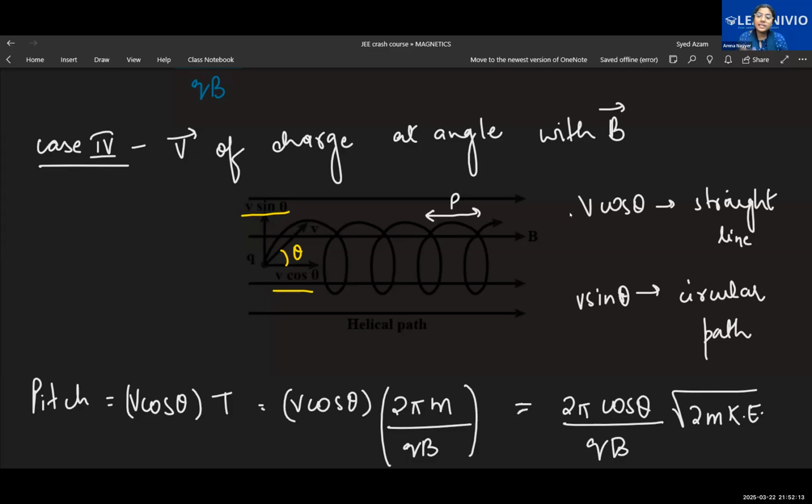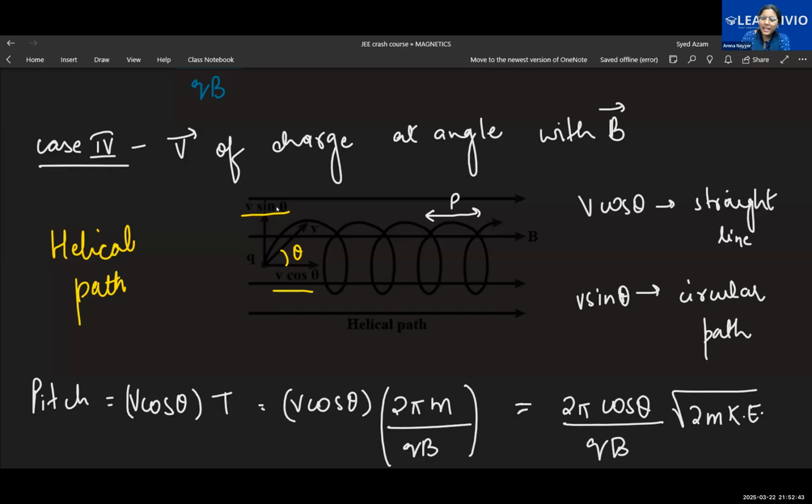Whereas v sin theta is directed towards the y-axis, so it is giving it a circular path. So what happens? V sin theta gives it a circular path, then v cos theta allows it to move straight. Together this becomes a path which we call a helical path. This is the helical path, which is guided by v cos theta and v sin theta.